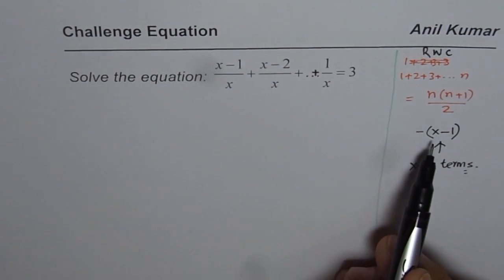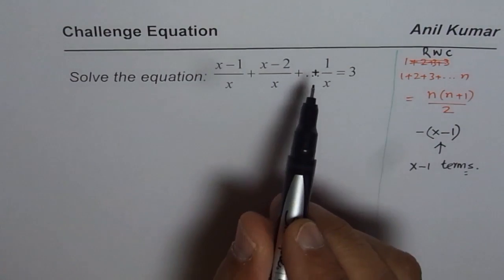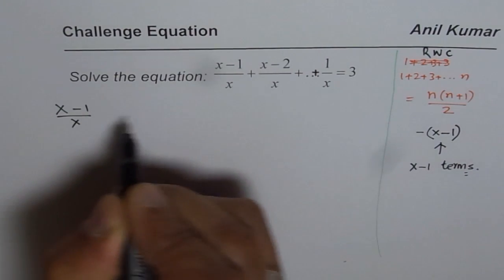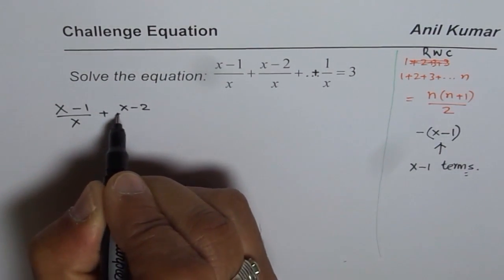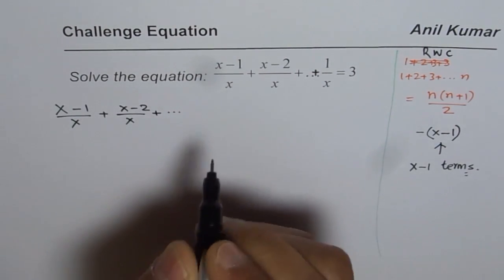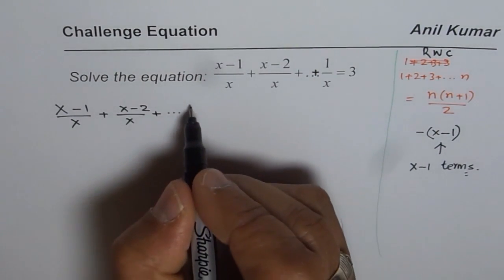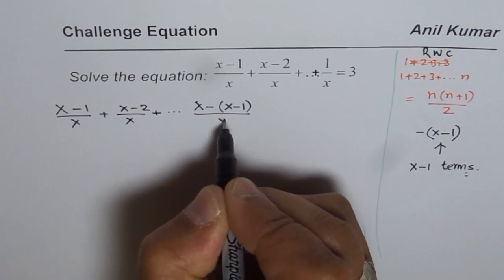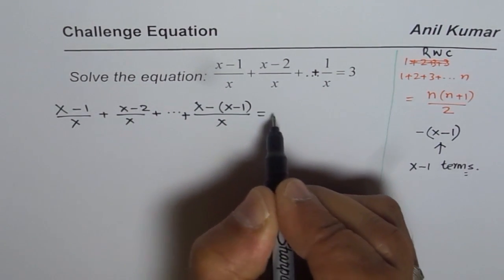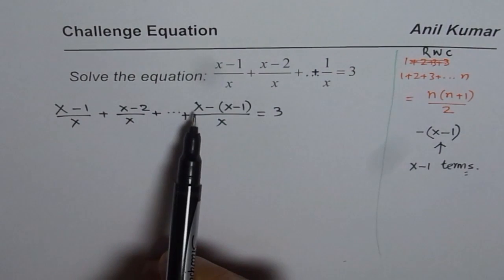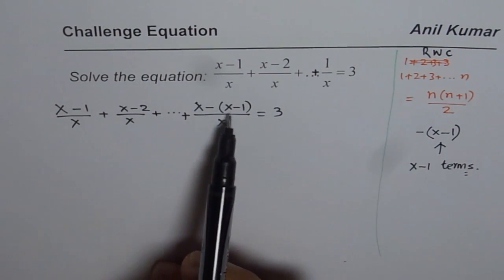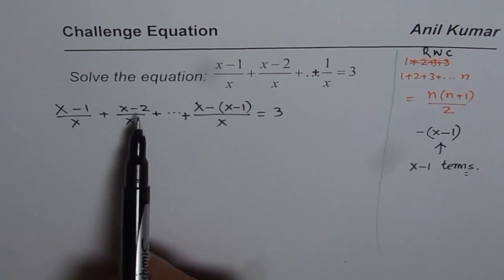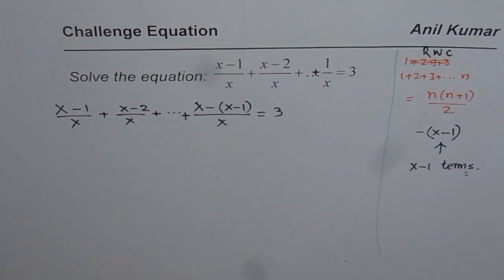So since we have found the last term, let me rewrite, that will make it absolutely clear. (x minus 1) over x plus (x minus 2) over x plus so on. So instead of writing 1, I will write this as (x minus 1) over x with a plus sign, equals 3. You get it. Now if you take away x from x, you get 0. And when you take away minus 1, you get plus 1, right? And clearly it shows that there are 1, 2, 3, 4, so on, x minus 1 terms, right?